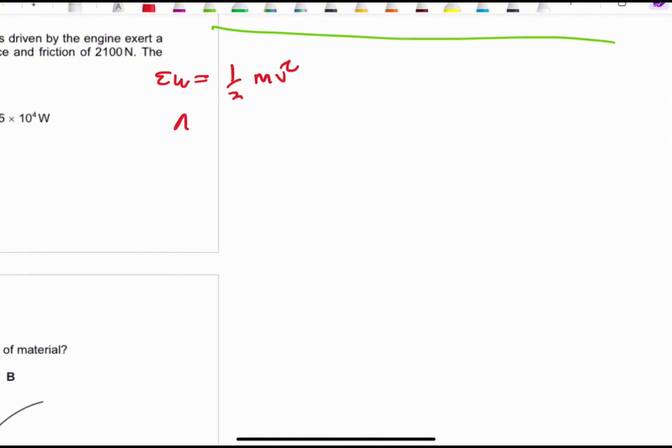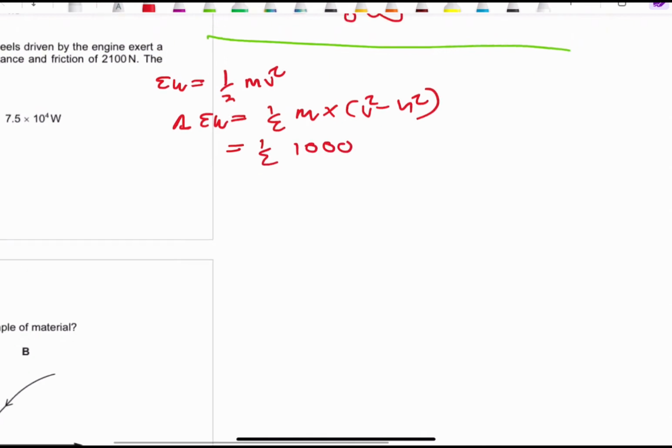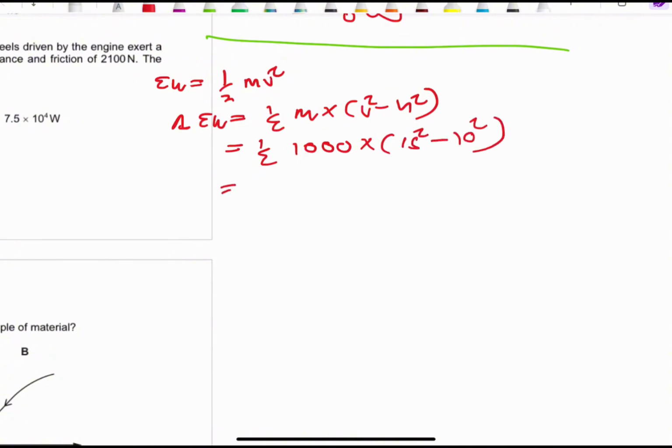And the change in kinetic energy is actually 1/2 your mass multiplied by v squared minus u squared. So it's going to be 1/2. The mass is 1,000, I've just made that up, times the value of v, which is the final one, 15 squared, subtract 10 squared. That's going to give an answer of 62,500 joules.